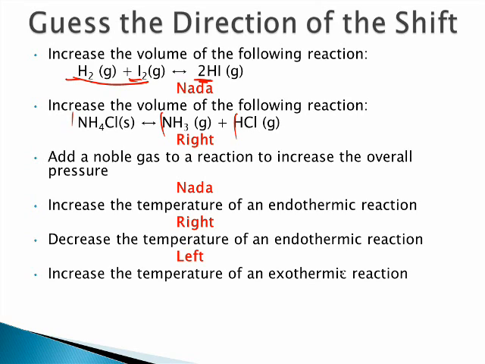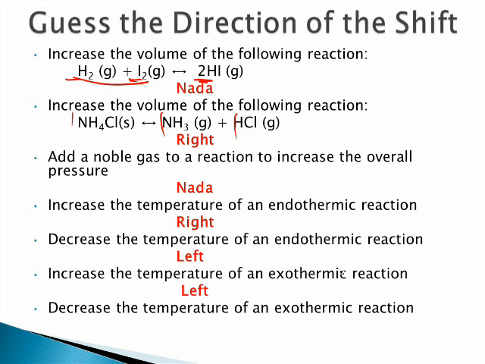If we increase the temperature of an exothermic reaction, well, that means there's all this extra heat out there, so that means we're going to shift it to the left. And if we decrease the temperature of an exothermic reaction, it's colder outside, we're going to want more energy, so we're going to make more product. Right.